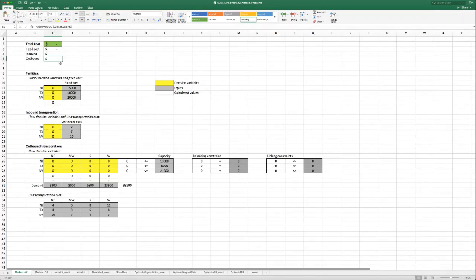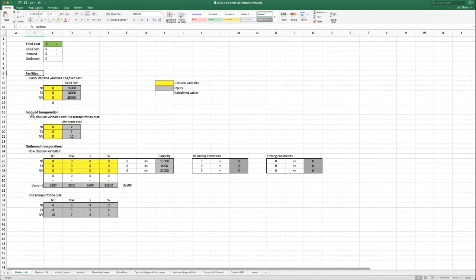The first section is related to the facilities. So I have here the decision variables, which are colored in yellow, and then for each of the distribution centers, I have the corresponding fixed cost. So this information is about the facilities: the decision variables, open or not the distribution center, and the fixed cost related to each distribution center.